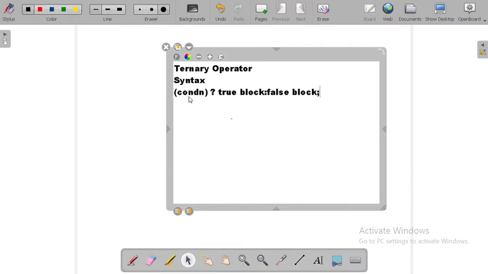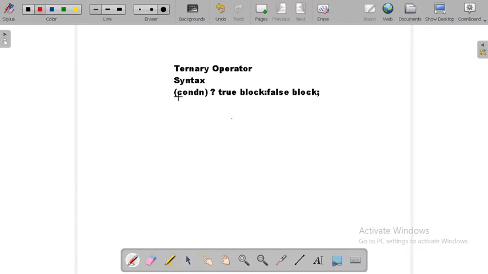So if my condition is true, the true block will be executed. If the condition is false, it goes to the false block, and the false block statement will be executed here.